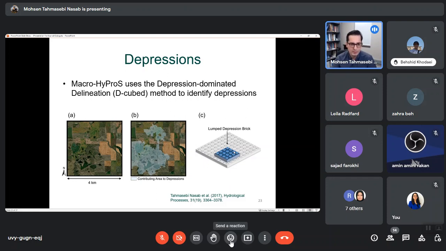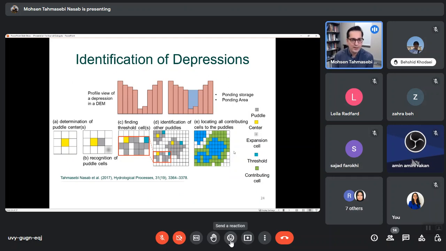So take a look at this as an example of one 4x4 cell. So there is a variation in this cell, right? We lumped all that blue area, which is depressions and their contributing area, into one Lego brick called depression brick. And this brick specifically is developed to model the variations, the dynamics of water in the depression as a whole. So we don't consider depressions one by one. We lump them together as one big brick of water that can lose water through surface runoff or infiltration.